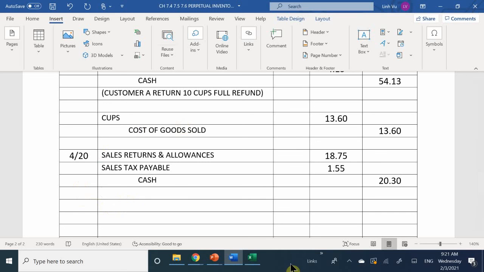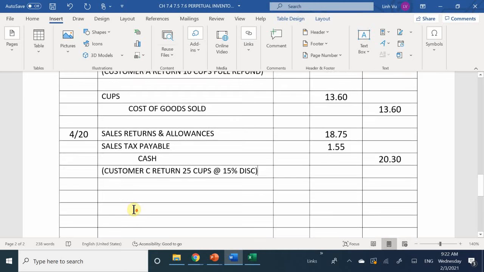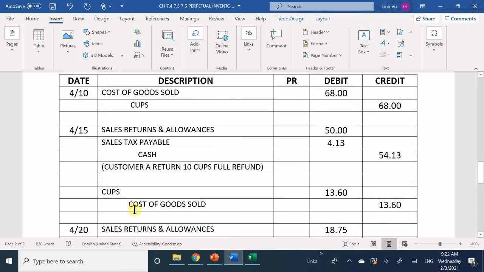And I'm going to go ahead and say Customer C returned 25 cups at 15% discount. Okay. All right. Question to you. Are we going to update our inventory? Yes, because they kept the product. So good.